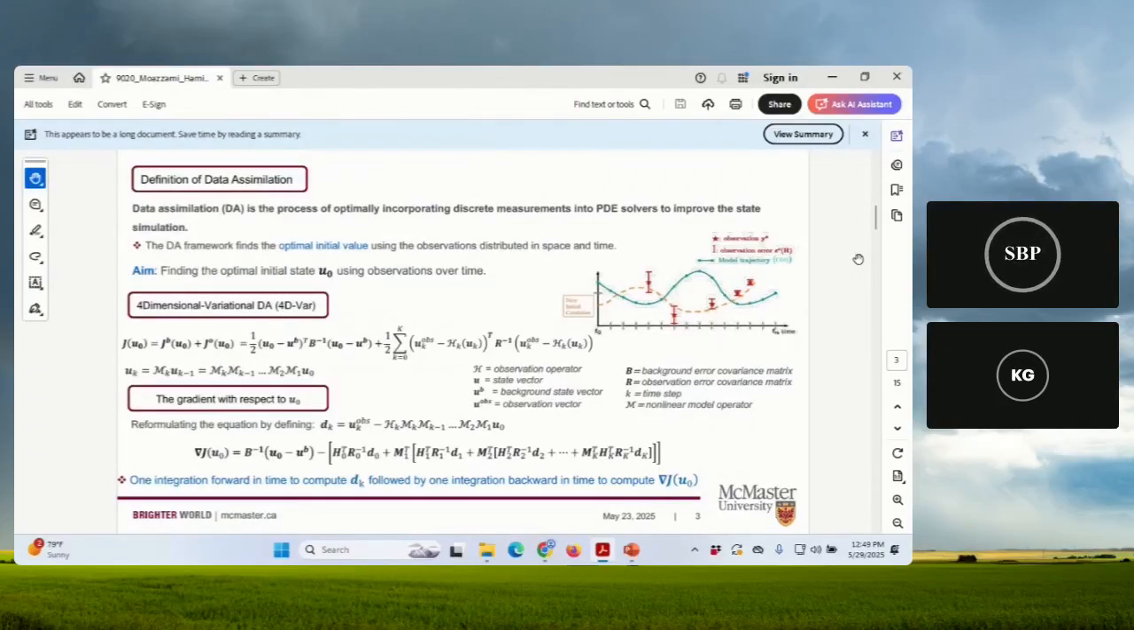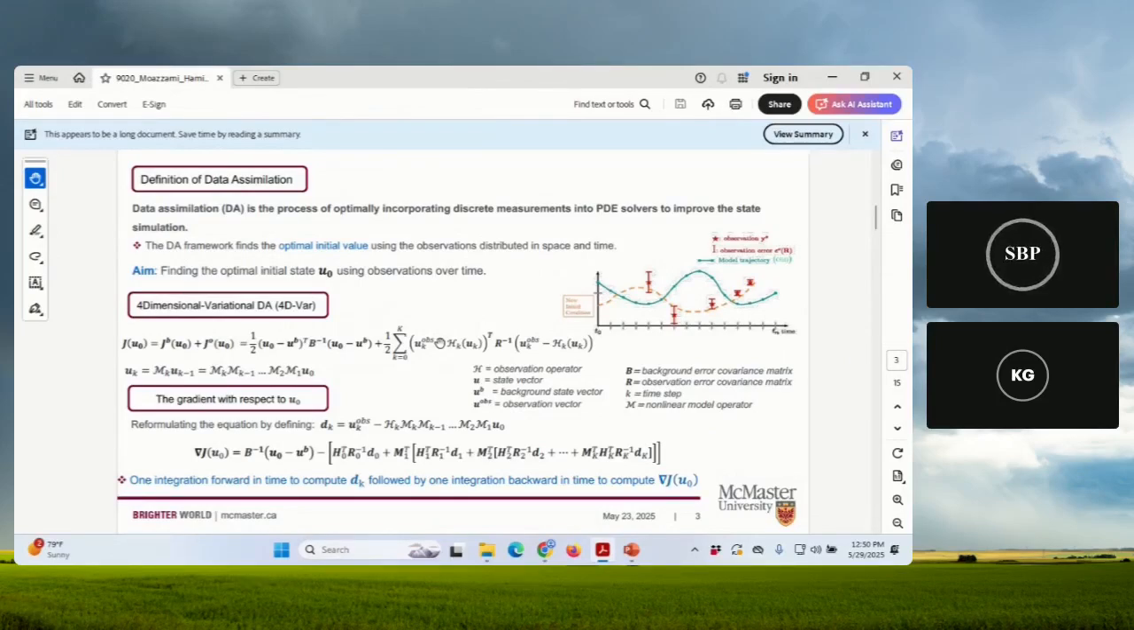As you already know, data assimilation is the process of optimally incorporating discrete measurements into numerical techniques, which are usually in the form of partial differential equations or PDEs, to improve the state simulations. In the variational case, we solve an optimization problem. We minimize the distance between the observation vector, as you see here, and the model simulation. And so we take the gradient to find the initial state U0, but this optimization problem is, as I mentioned, constrained to a PDE.